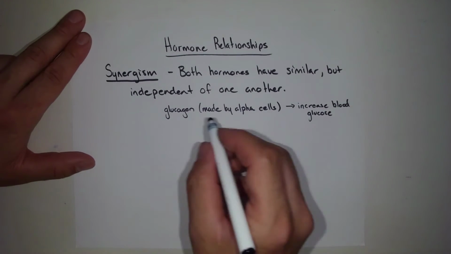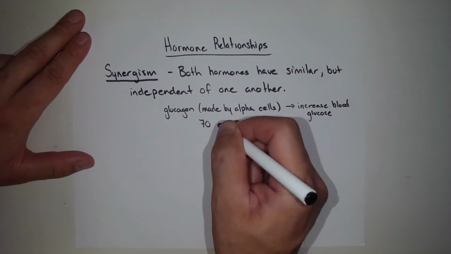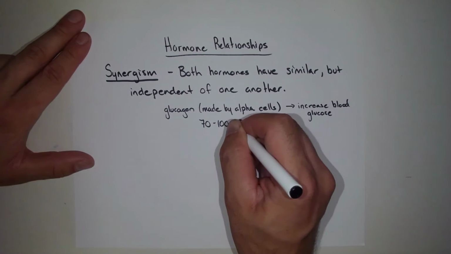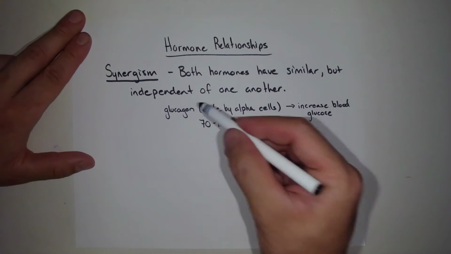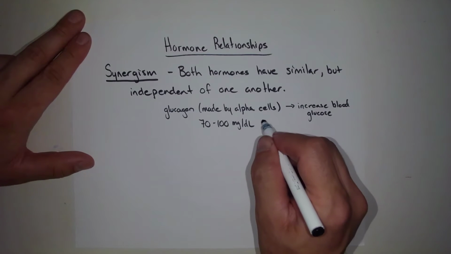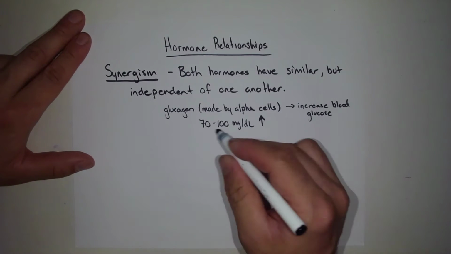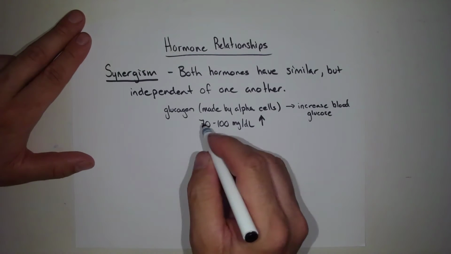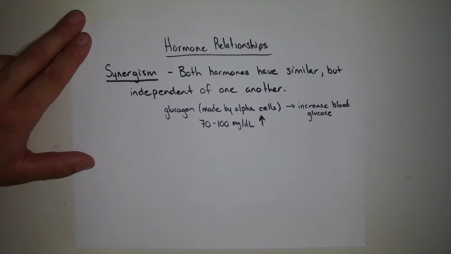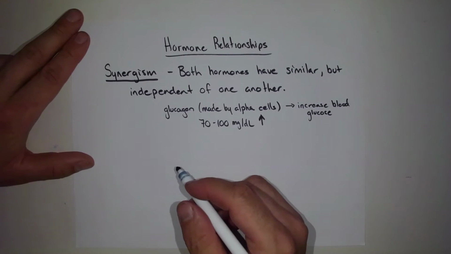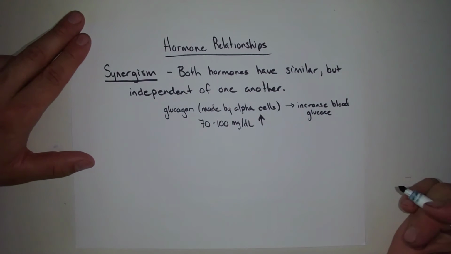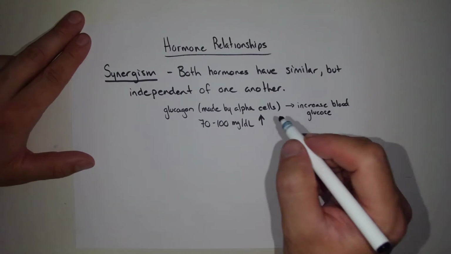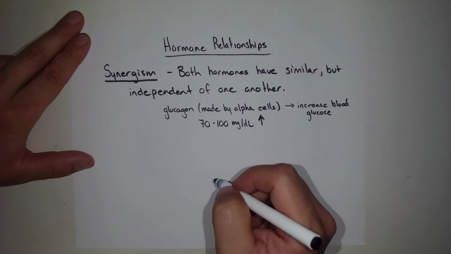Now, a fasted blood glucose is normally somewhere between 70 and 100 milligrams per deciliter. But when we release glucagon, we're going to be increasing the amount of glucose found in the blood. This hormone and the storage within the liver helps us maintain an even blood sugar level so that our cells have energy when they need it. Now, there's other hormones that also do this.